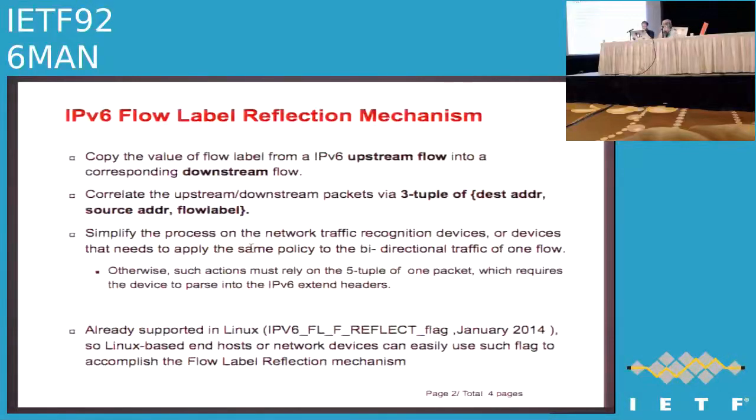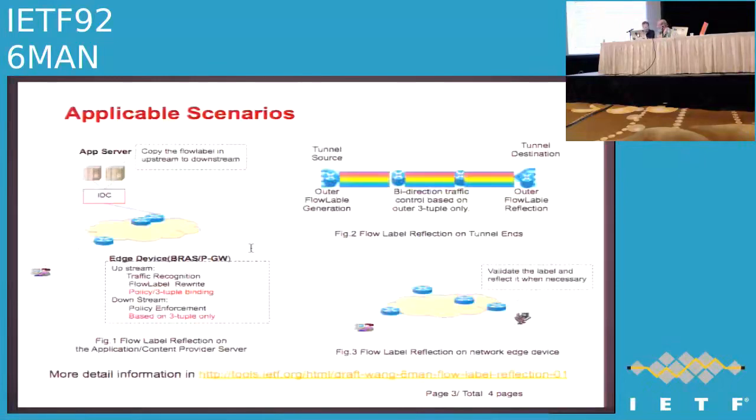Otherwise, you have to go with the five-tuple, including the port numbers, which means going into the transport layer headers. This is already supported in the Linux stable version with a flag, so Linux-based end hosts or network devices could easily use it to accomplish the flow label reflection mechanism. Next page. We already have some concrete applicable scenarios. So the flow label reflection can be done on the application or content provider server. Also the flow on the tunnel end may be done by the network edge devices. So that will serve the same domain.